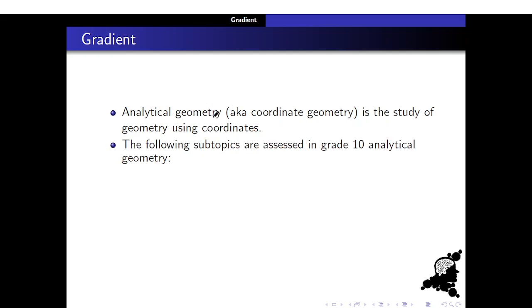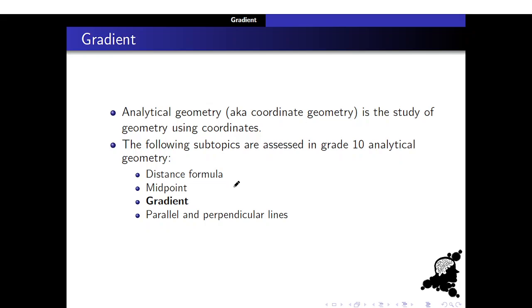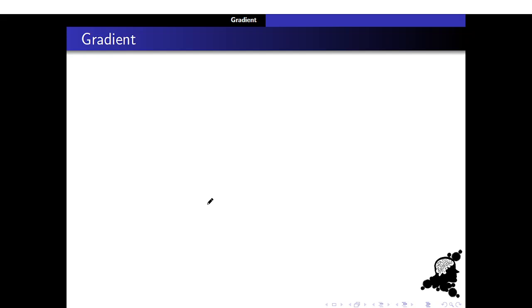So the following subtopics are what we look at in grade 10. We've got the distance formula, which we covered in our first video. We've got the midpoint formula, which we covered in the previous video. Then in this video, we'll be focusing on the gradient. Then we look at parallel and perpendicular lines. And then lastly, we'll have a look at the equation of a straight line.